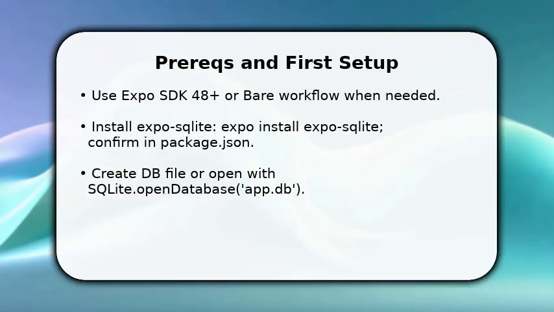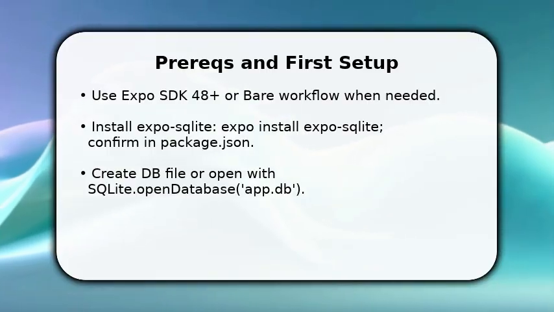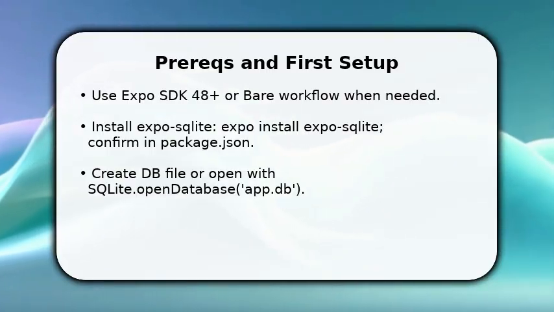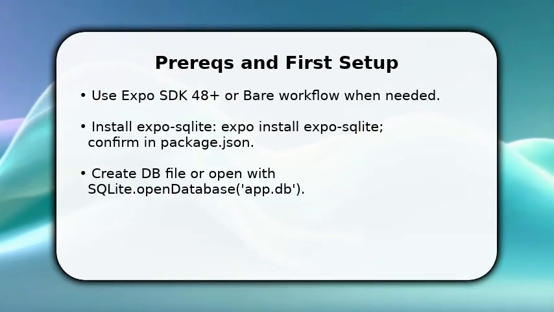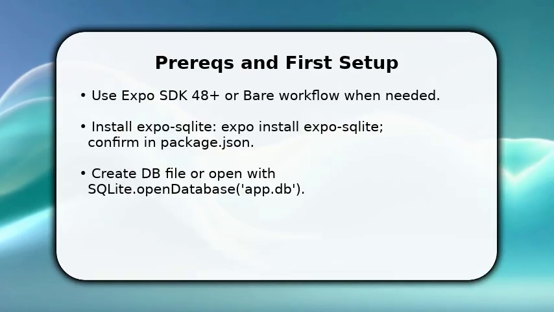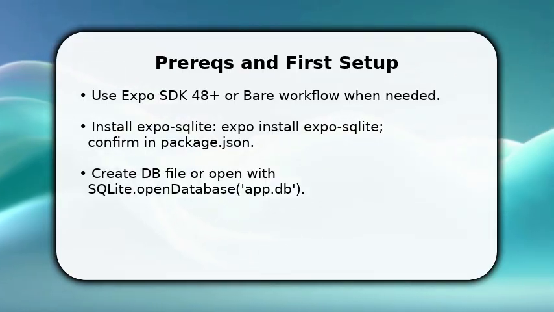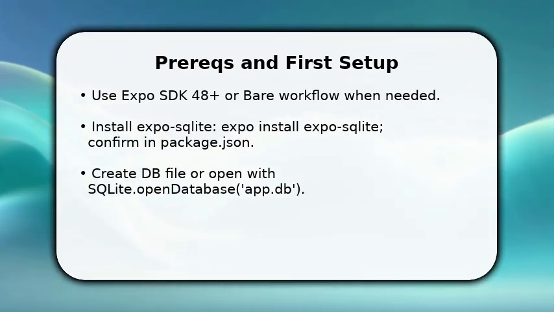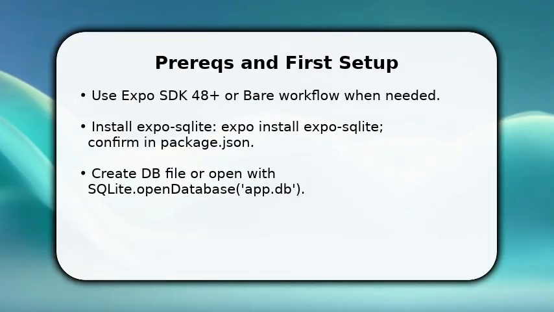You start by confirming Expo SDK 48 or newer and installing Expo SQLite. This is essential because native SQLite support is packaged there. Once done, import openDatabase from Expo SQLite and open a DB. const db = openDatabase('app.db'). Make sure you place this call in a module loaded once, not inside repeated renders.